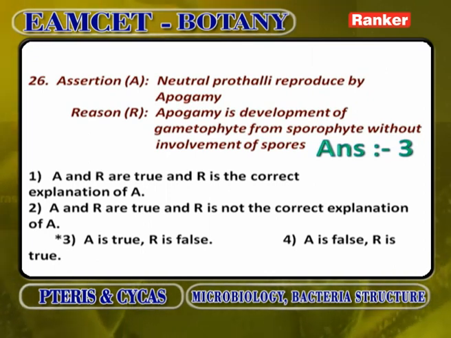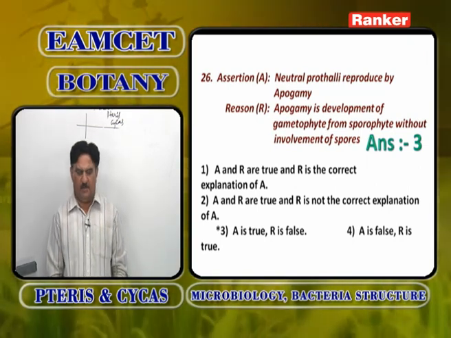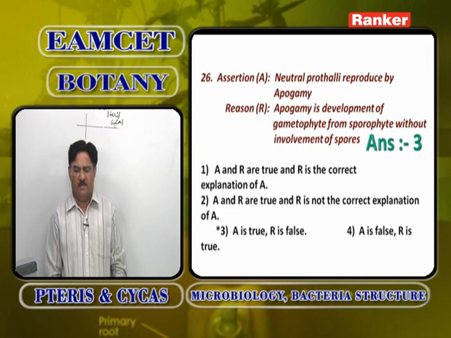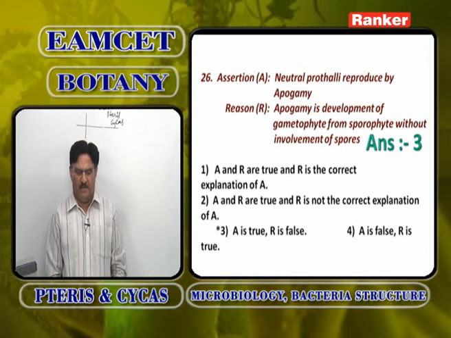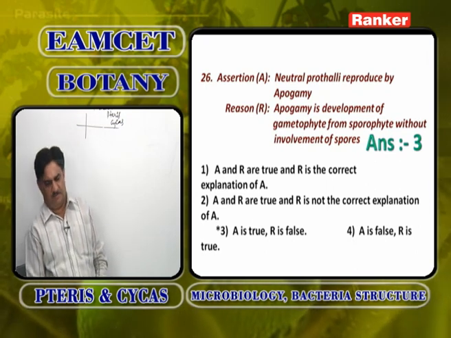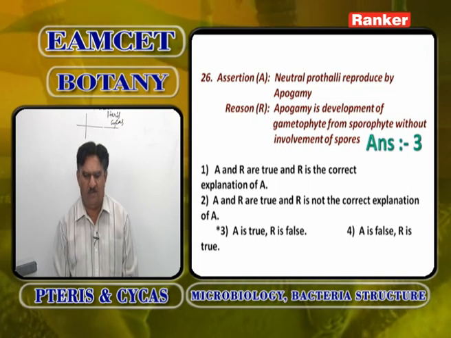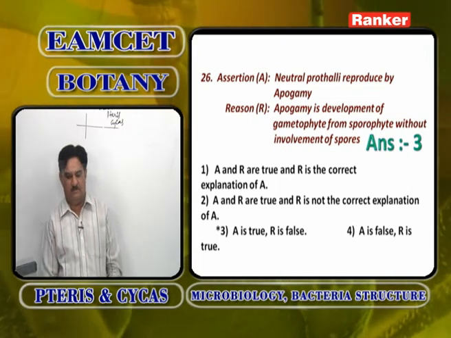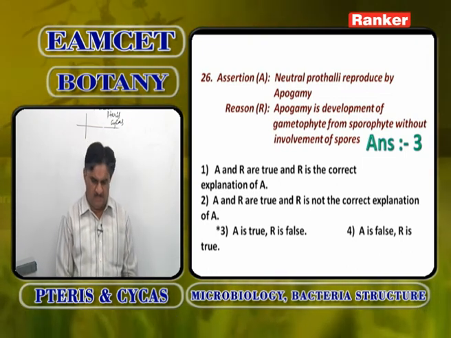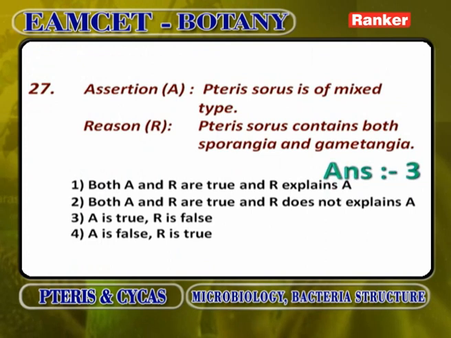So, here the assertion is neutral prothalli reproduced by apogamy, correct. Neutral prothalli means reproductive structures are not formed. So, definitely apogamy. But the reason says apogamy is the development of gametophyte from sporophyte without involvement of spores. No, it is development of sporophyte from gametophyte without the formation and fusion of gametes. So, A is correct, R is false.